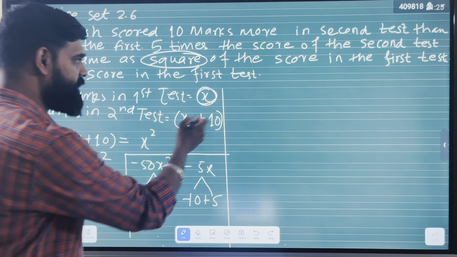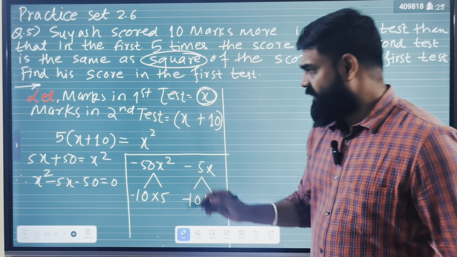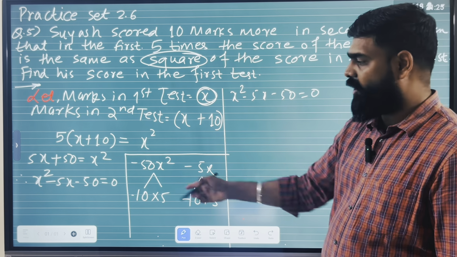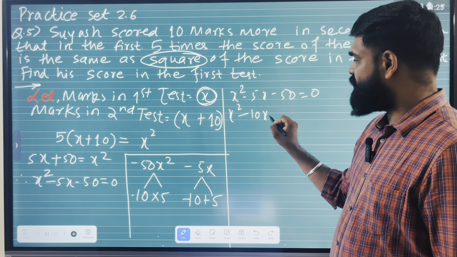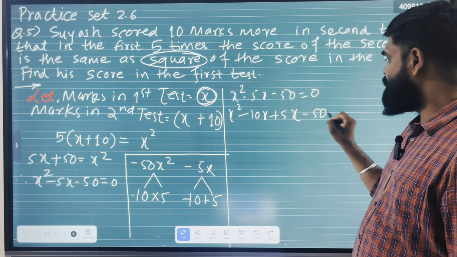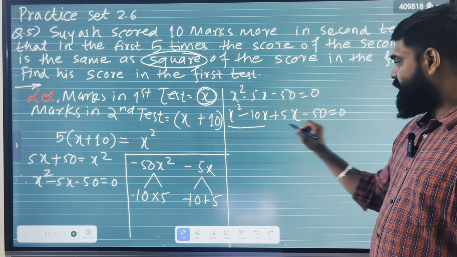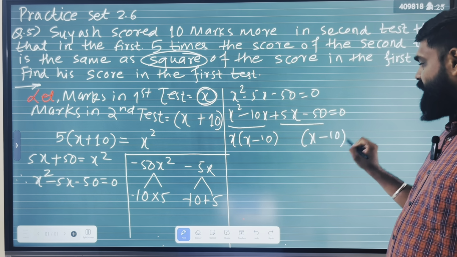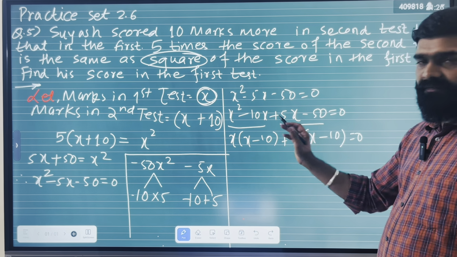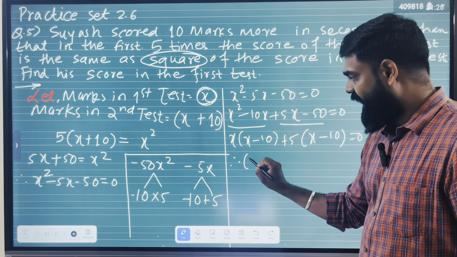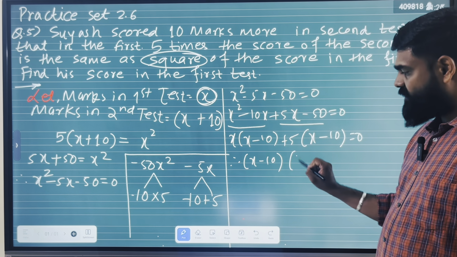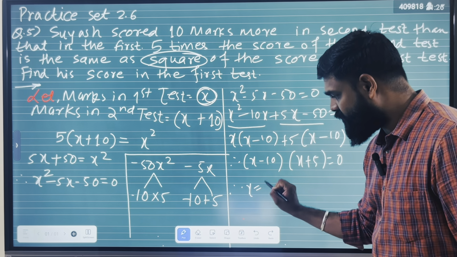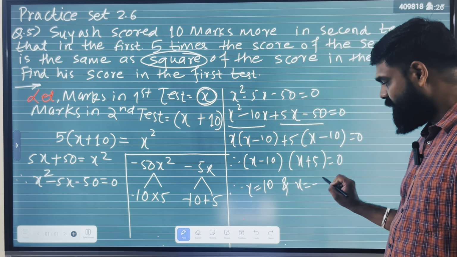So let us solve this equation. The equation is x square minus 5x minus 50 is equal to 0. So we got the values: x square minus 10x plus 5x minus 50 is equal to 0. So we can take x common, so x minus 10 as it is we have written here. So we can take 5 common here. So therefore x minus 10 into x plus 5. So these are the factors of this quadratic equation. We have to find the roots. x is equal to 10 and x is equal to minus 5.